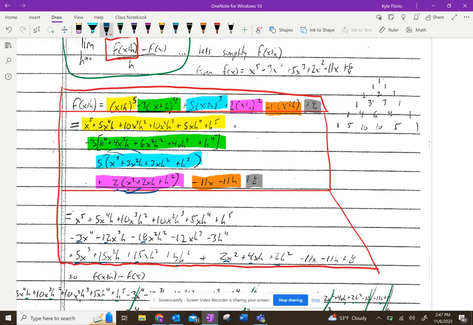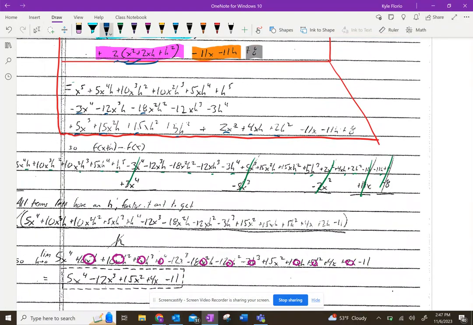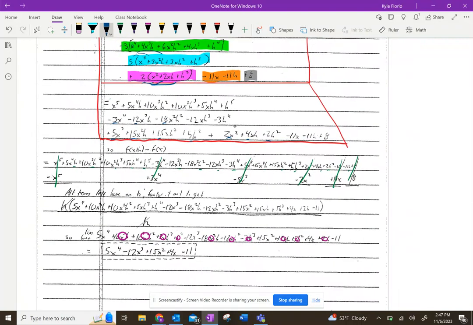Then we have to subtract f of x, which is this. So what I did here is I wrote the f of x plus h part right here minus f of x. So f of x is down here. So when I subtract f of x, I'm going to have a minus x to the fifth, a positive 3x to the fourth, a minus 5x cubed, a minus 2x squared, a plus 11x, and a minus 8, which cancels out with this x to the fifth, this 3x to the fourth, this 5x cubed, and so on.